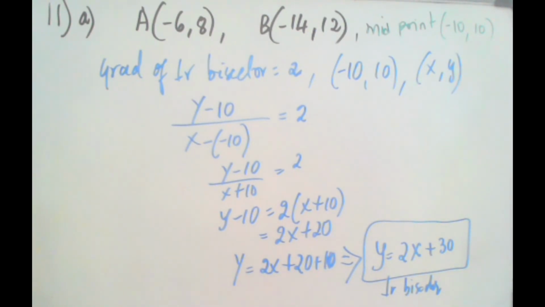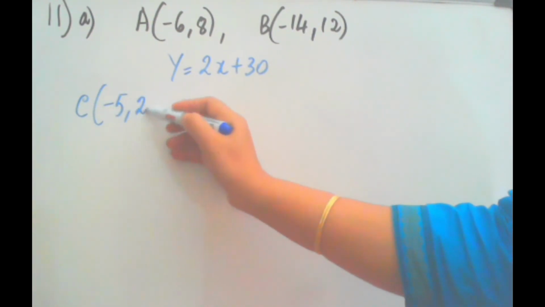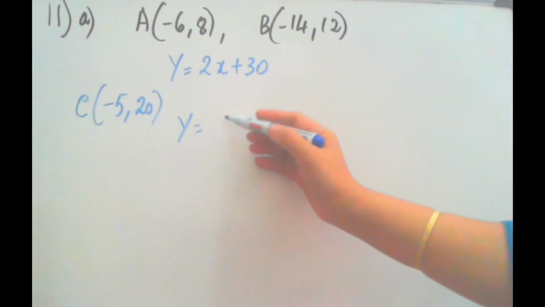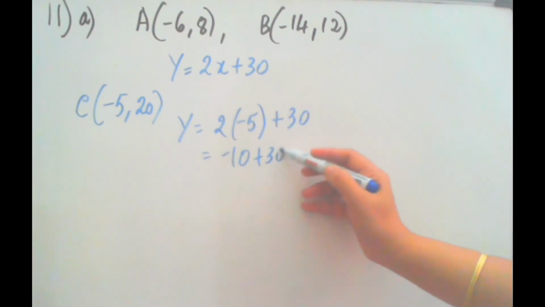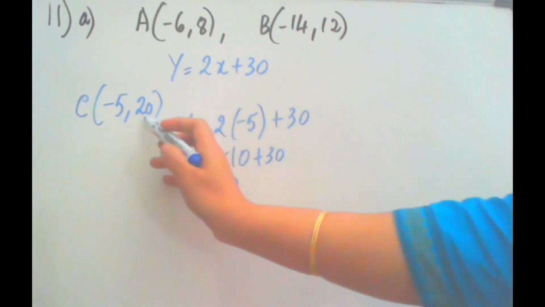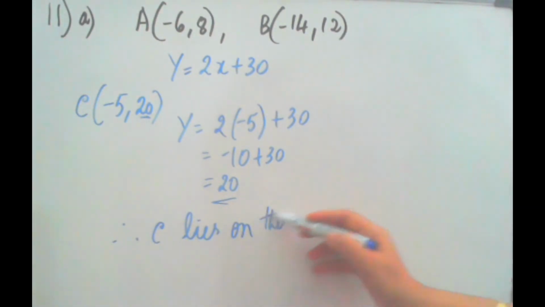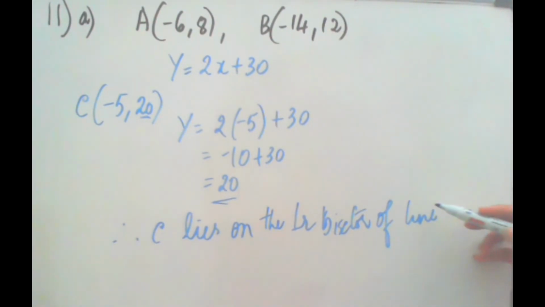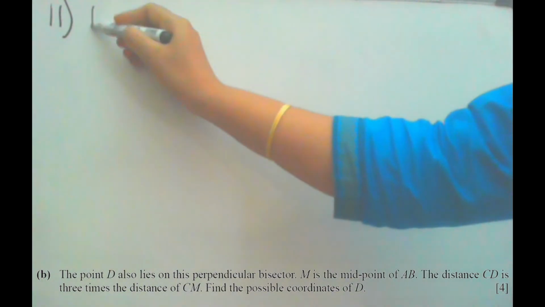Okay, now we were ready to show that the point C lies on this perpendicular bisector. So let us test point C now, which is minus 5 comma 20. So let us calculate the value of y if we substitute x as minus 5. Let's see what we get. 2 into minus 5 plus 30, which is minus 10 plus 30. Y value comes to be 20, which is matching with this y value. Therefore C lies on the perpendicular bisector of line AB. Hence proved. Now going to the last part, 11b.